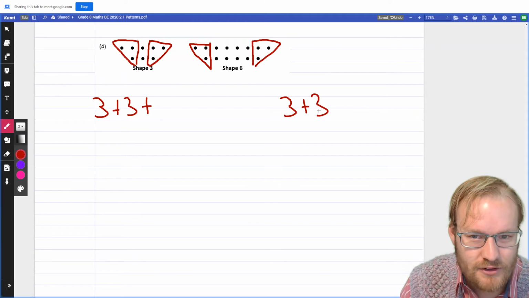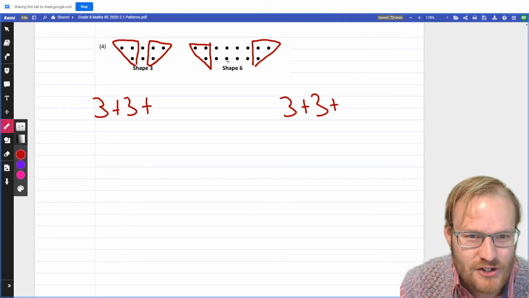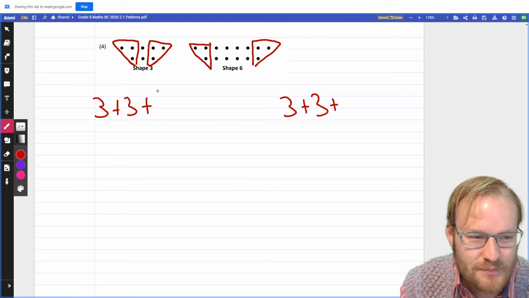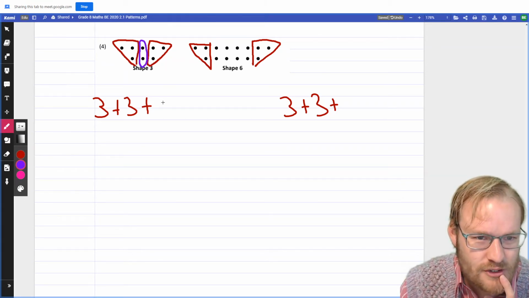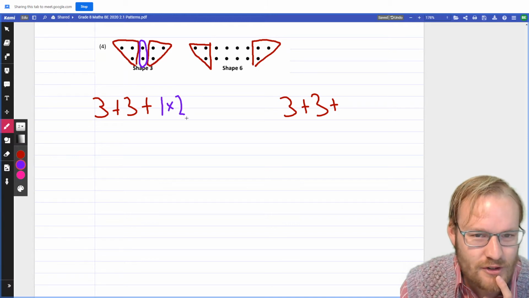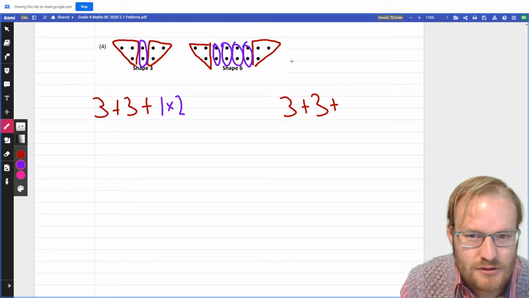Here I've got 3 plus 3, the 2 on the outside. And then I need to add however many there are in the middle. For the 3, I've only got one group of 2. So I'm going to say I've got one group of 2. For shape 6, I've got 1, 2, 3, 4. So I've got 4 groups of 2.